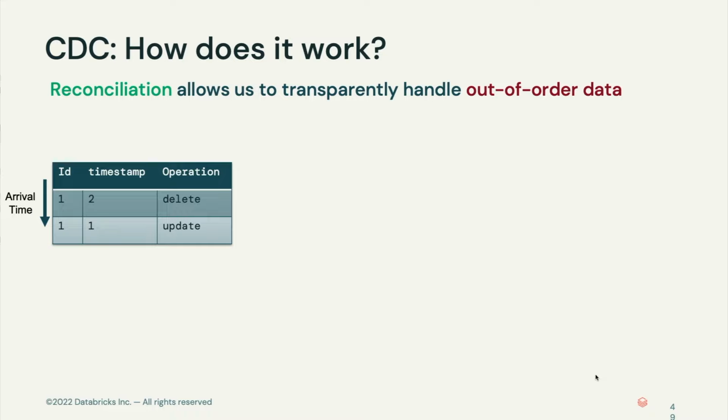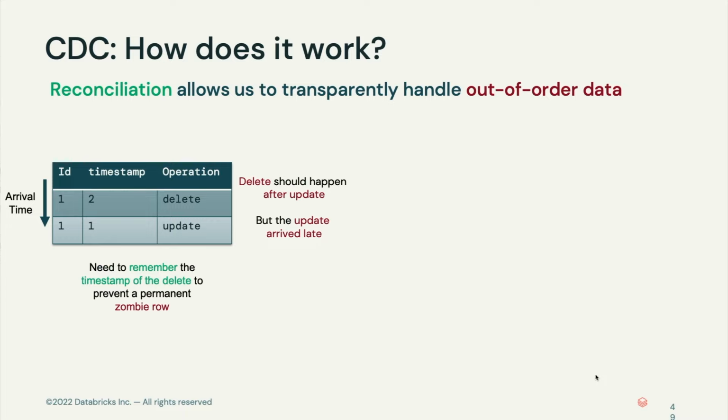Let's say I have a CDC feed, arrival time working downwards, and we have two operations that are updating the same key. Now, what you'll notice here is, based on the timestamp, the delete should happen after the update. But actually, it arrived before the update because the update arrived late. And so if you were to just naively do a foreachBatch merge, what would happen here is you would have a permanent zombie row. That update would cause the row to be reborn, even though it's supposed to be gone, and it would live there forever, confusing all of your downstream users.